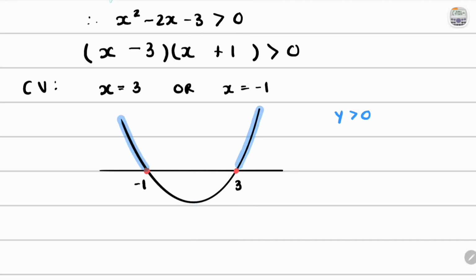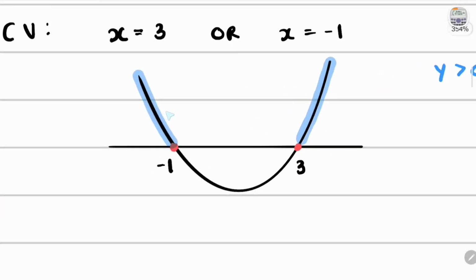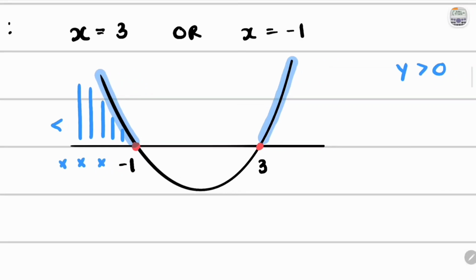Okay, now we don't really need the y-axis anymore. If you map these down to the x-axis to understand where they are, the x values, because we need to answer them in terms of x. Do you see that these are values on the left-hand side of negative 1? So these are values that are less than negative 1.